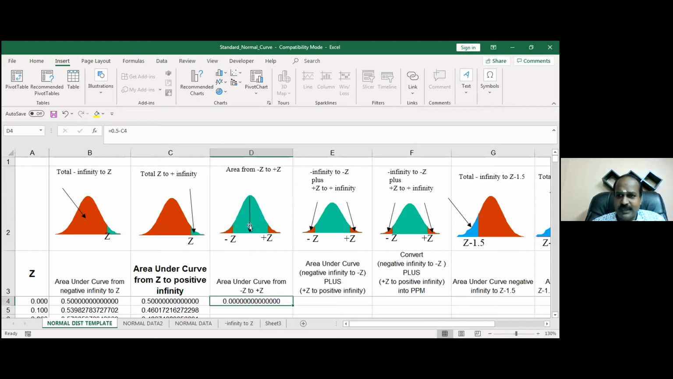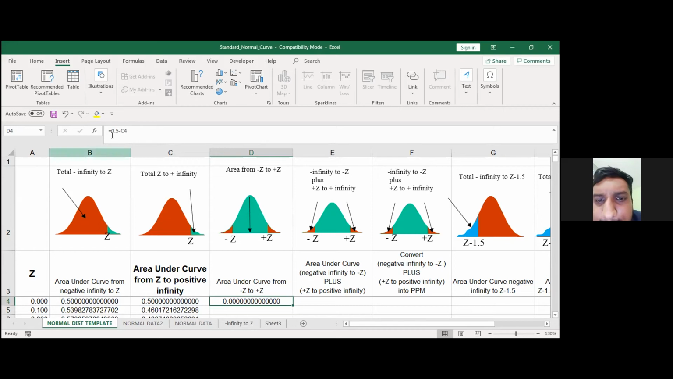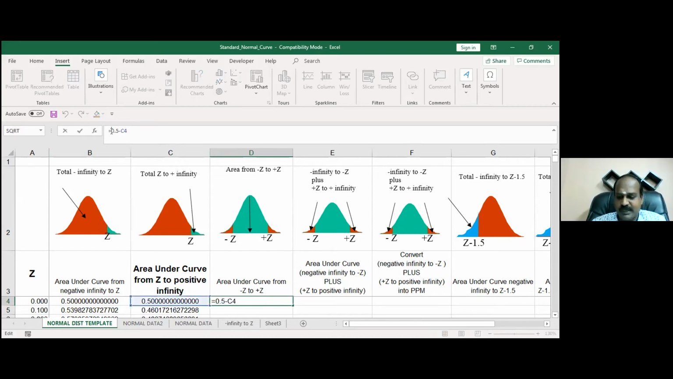Will you have a similar area on the left side? Yes. So in this formula, I am going to multiply by 2. All of you are with me on this? How I calculate the right side area, the same way the left side area is also there.